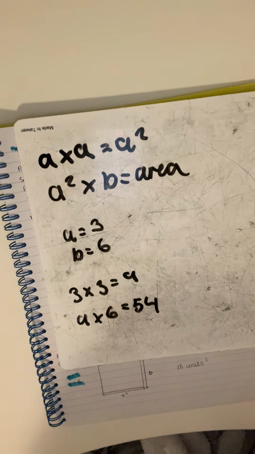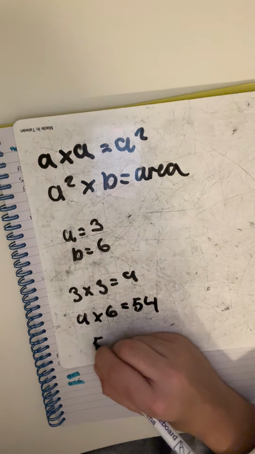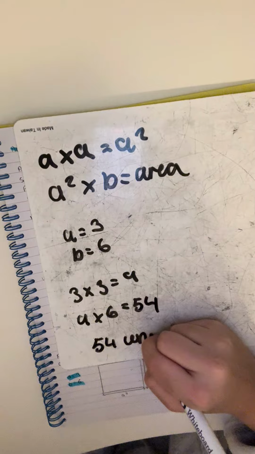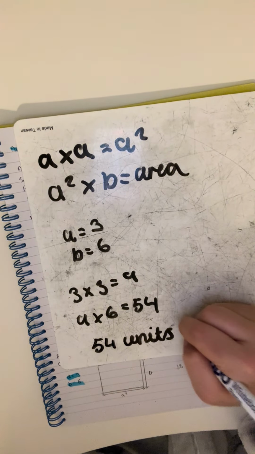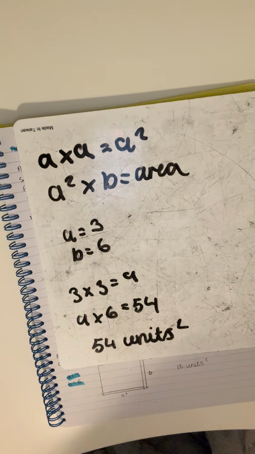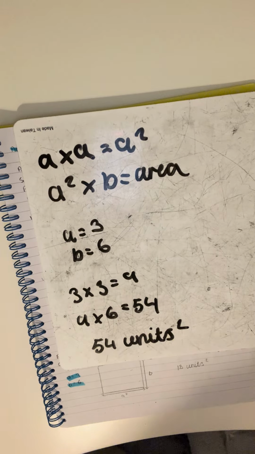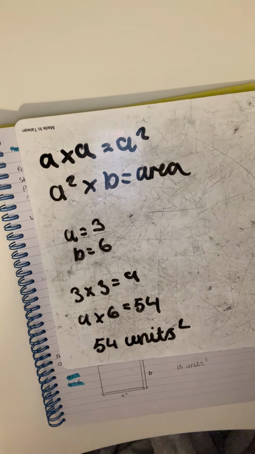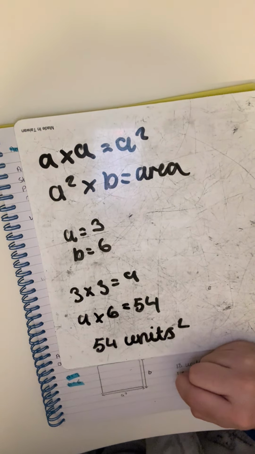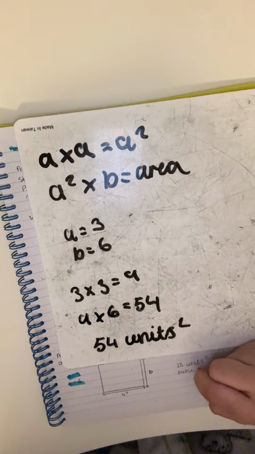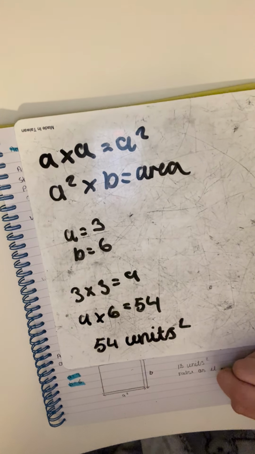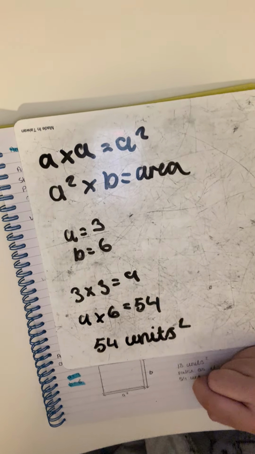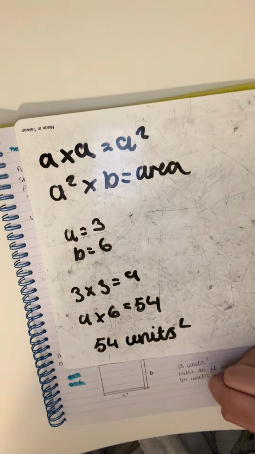Now, it doesn't specify what units of measurement, so we have to just write 54 units squared. So, as you can see, based off this was false. False, as it is 54 units squared.